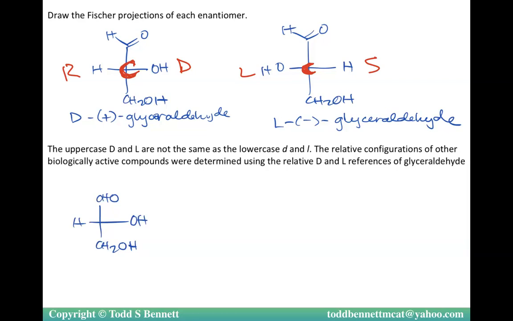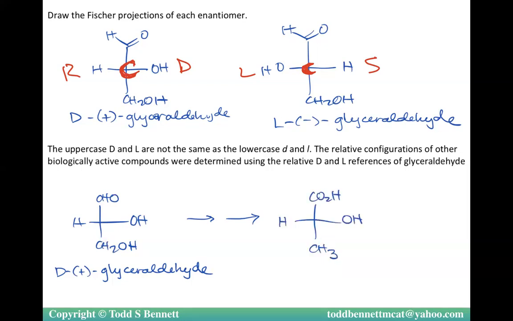So if we draw the Fischer projection, we can also draw it this way, where we symbolize the aldehyde as just CHO, the CHOH, everything stayed the same. So again, that's still D plus glyceraldehyde. And if I oxidize this to a carboxylic acid and simultaneously reduce this one down to a CH3, so basically I oxidized at one center but reduced at another, you get something known as lactic acid.